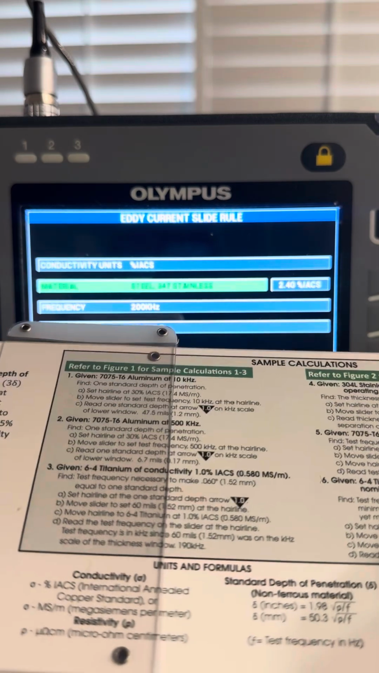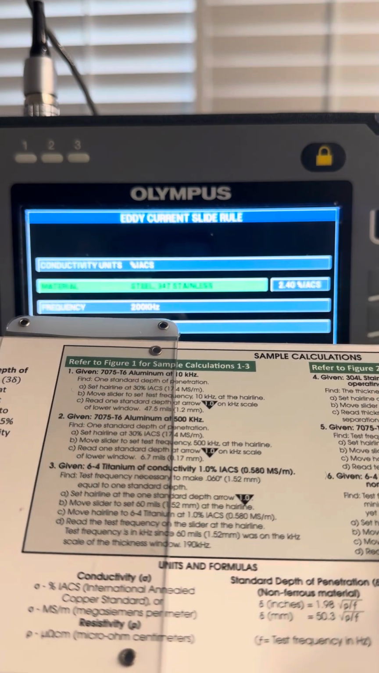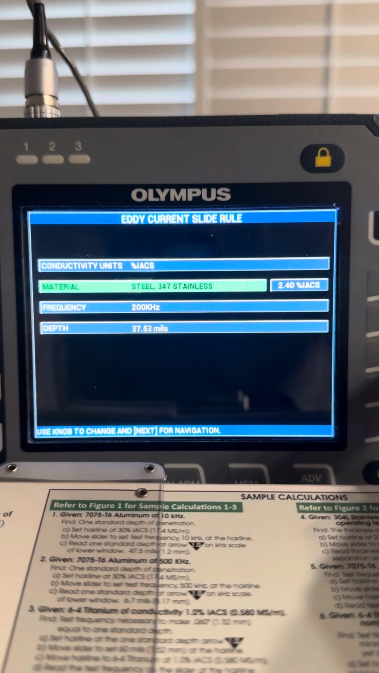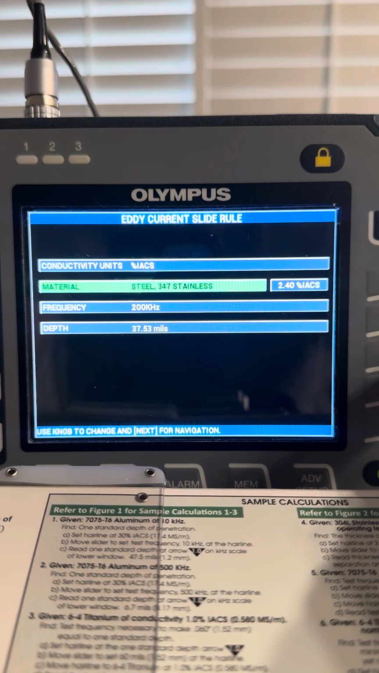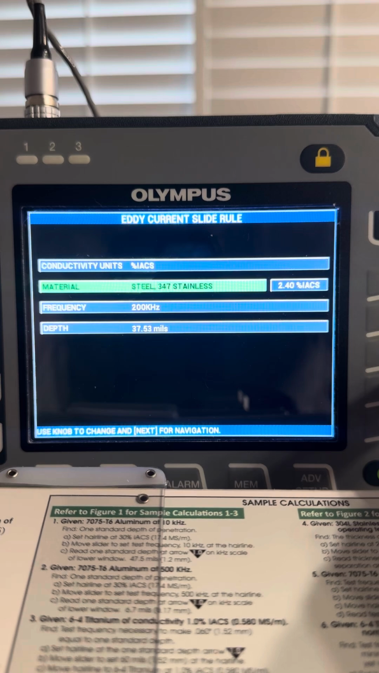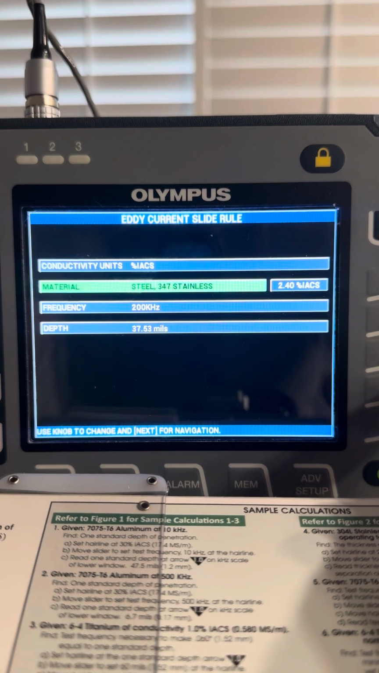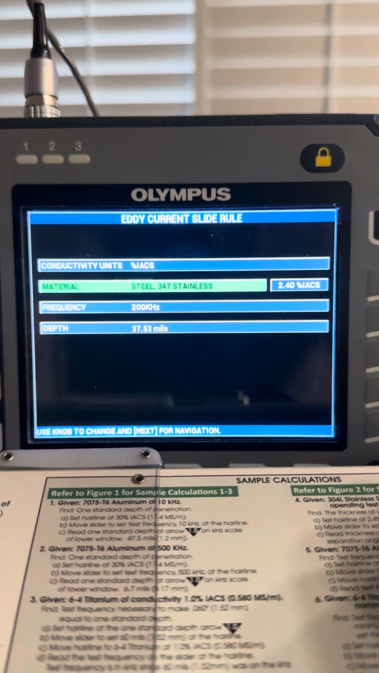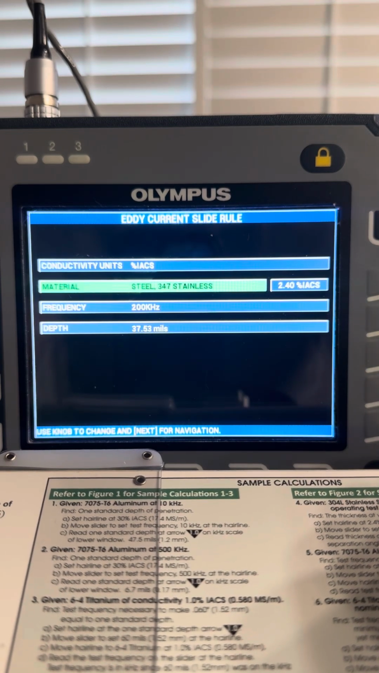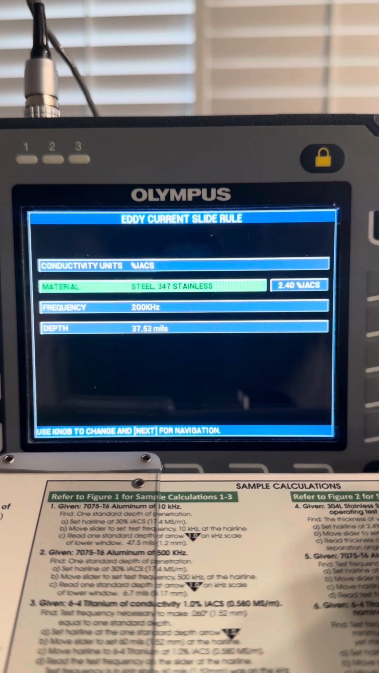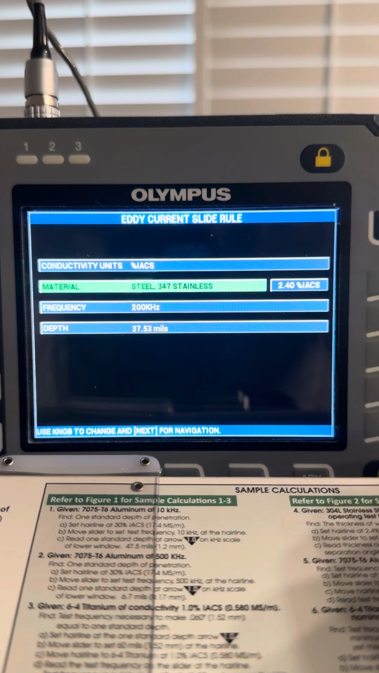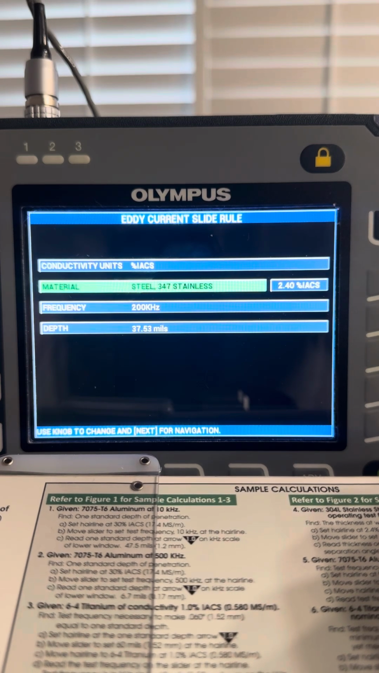Another thing that you can do with the slide rule, there's about 3 or 4 more things. One of them is, although the 600D digital slide rule will give you the standard depth of penetration if you know the conductivity and the material, if it's in the list here, it doesn't tell you what frequency to put in to achieve one standard depth at a particular location within the material. I may have said that wrong. I'm sure somebody will catch it in the comments.